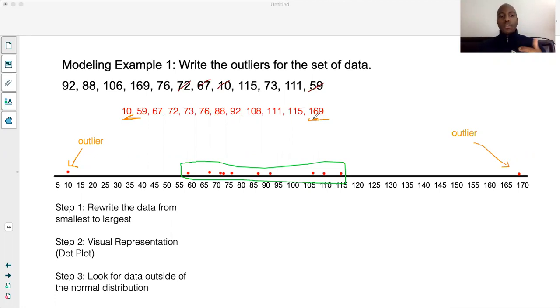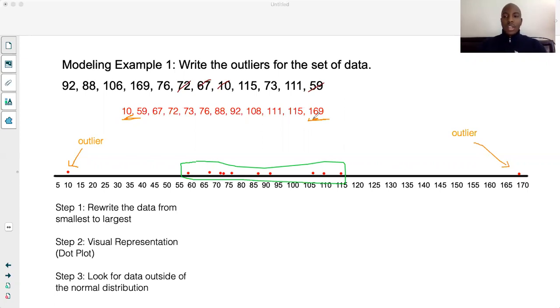So let me reset. Step 1, you're gonna have to rewrite the data, smallest to largest, okay? After you write it from smallest to largest, think about representing it as a visual representation of a dot plot. Number line, and put dots where each one of the numbers fall, okay? Look at it visually. See what the cluster of data is that is really the normal distribution, and then see what lies further outside of that, okay?